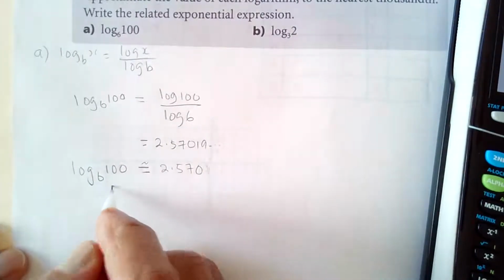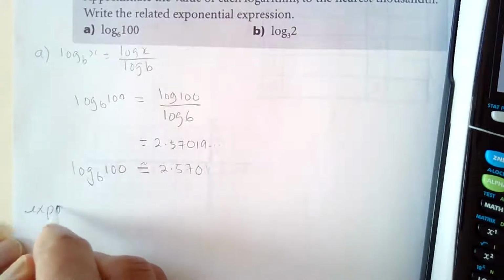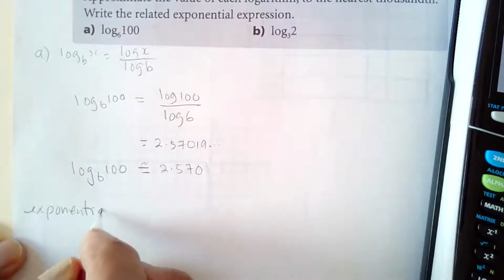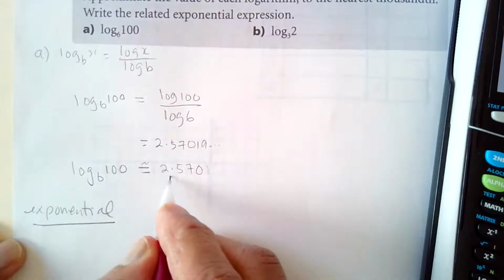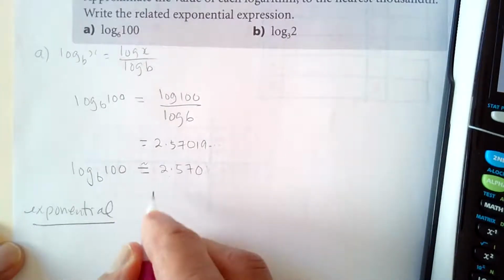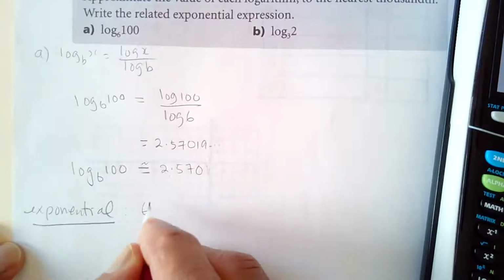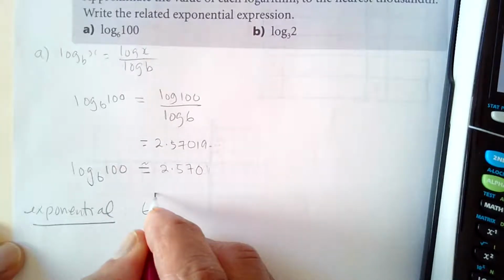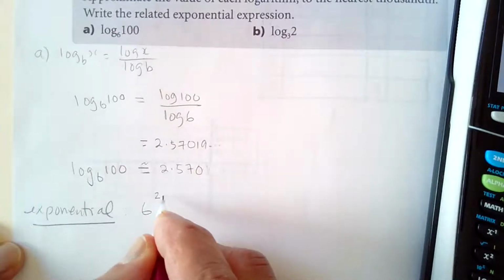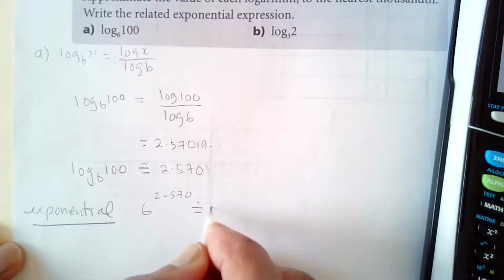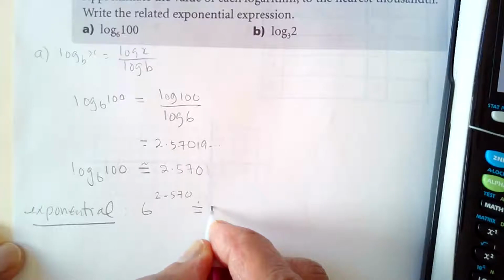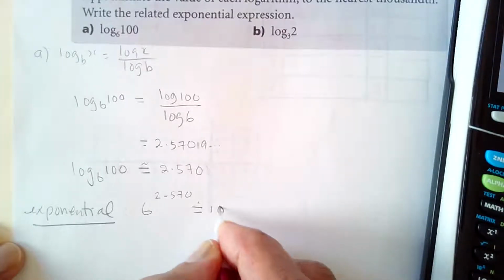So now to write it in exponential form, we can say 6 to the 2.570 is approximately 100.